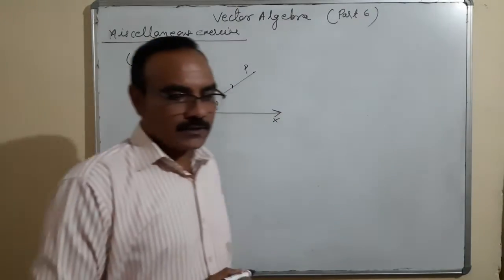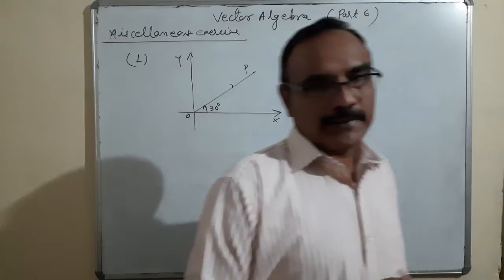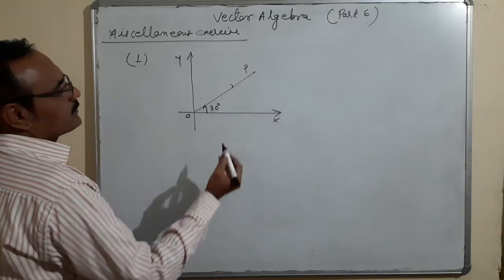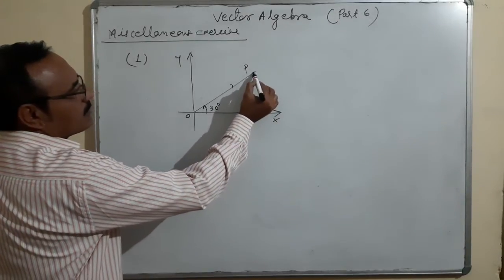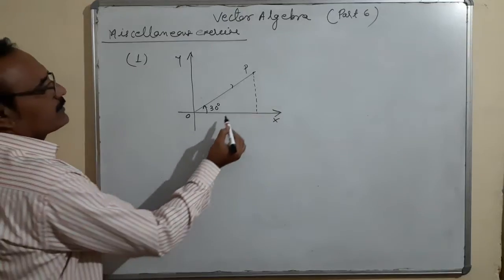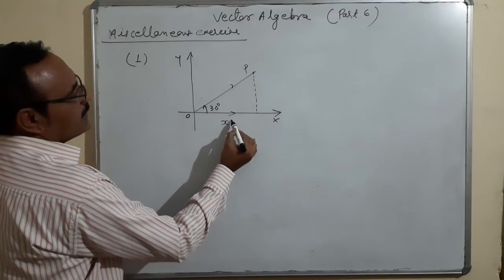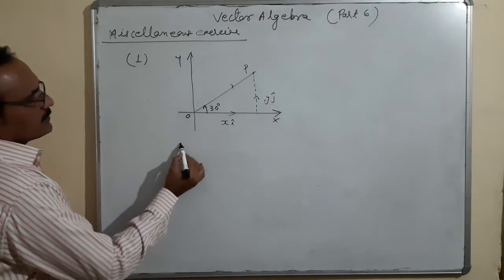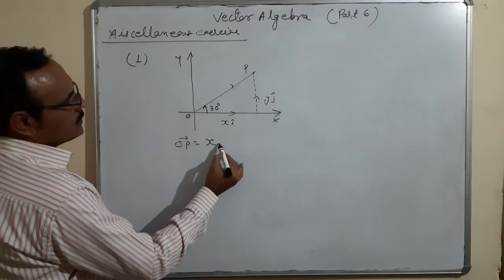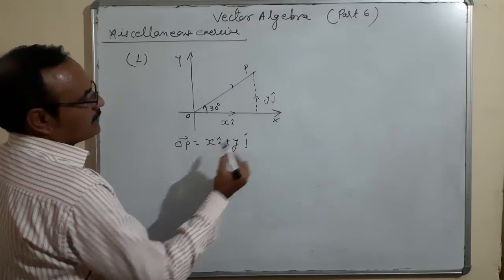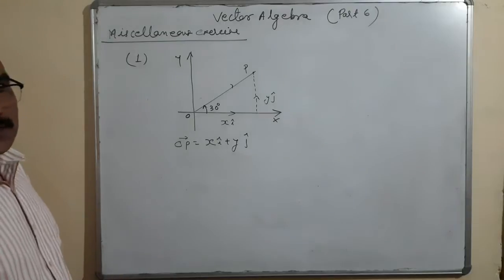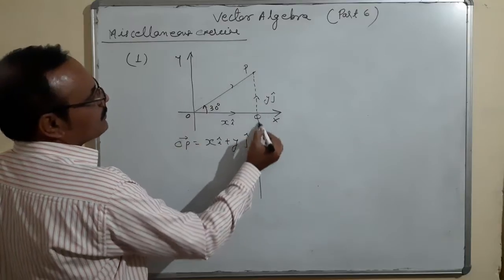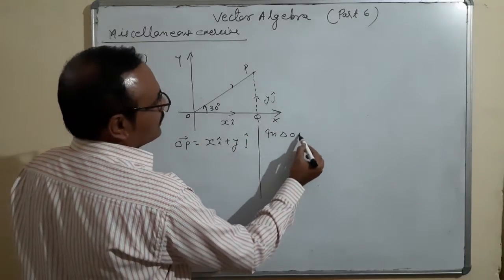Now the question is, write down a unit vector. So first of all, we are going to make a vector of this OP. Because this angle is 30 degrees, we can draw one perpendicular like that. So this is xi, and along the y-axis it is yj. So vector OP is equal to xi plus yj.